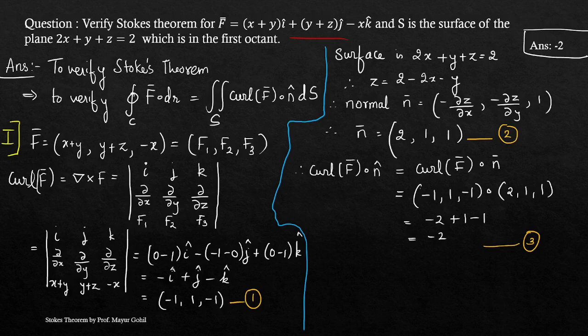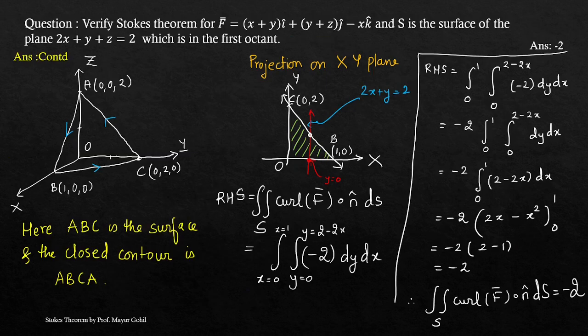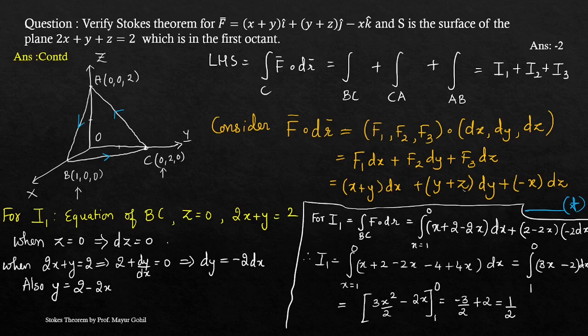Once you calculate that, you set up the double integral. Setting up the double integral, you get your answer over here. Okay, so this is how we had done the setting of the double integration. And here at the bottom right corner you can see the answer that we have got is -2. After that we go for calculation of LHS.